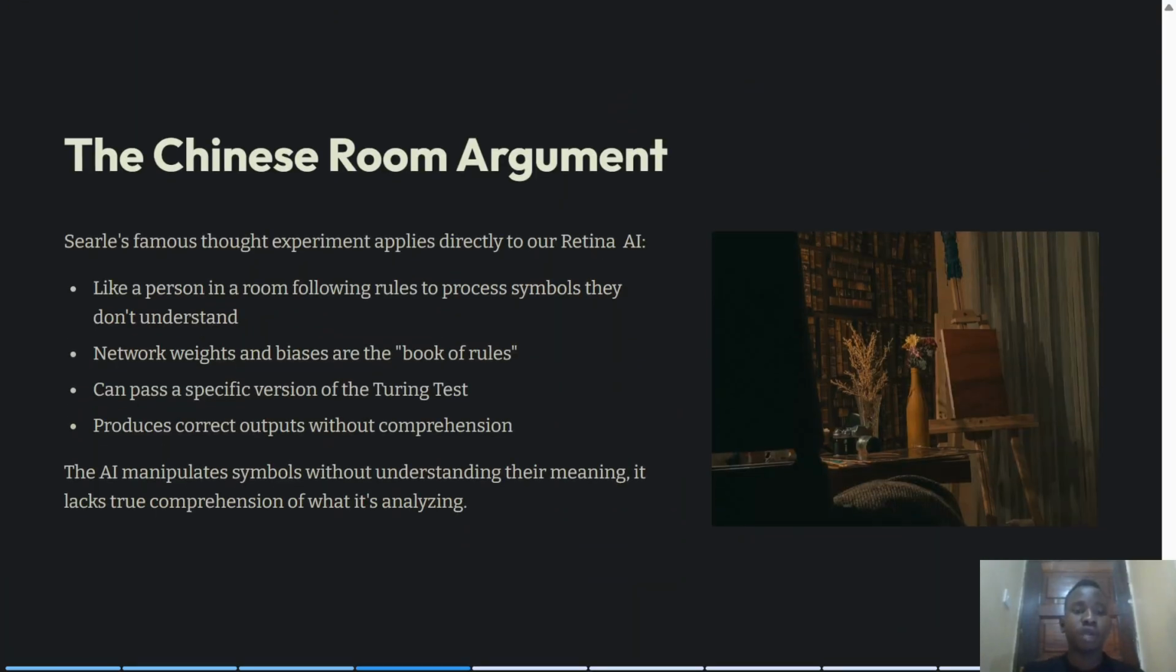The Chinese room argument, Searle's famous thought experiment, applies directly to our Retina AI, like a person in a room following rules to process symbols they don't understand. The network's weights and biases are the book of rules. This can be a specific version of a Turing test. So this AI simply manipulates symbols without understanding their meaning. It lacks true comprehension of what it's analyzing. We just feed it symbols and it analyzes them.